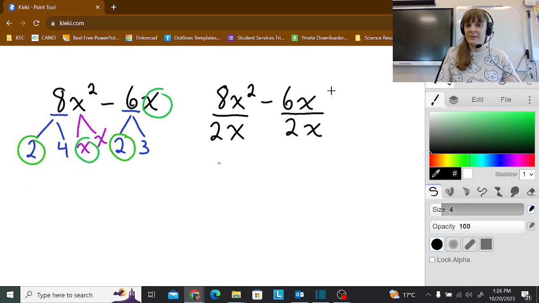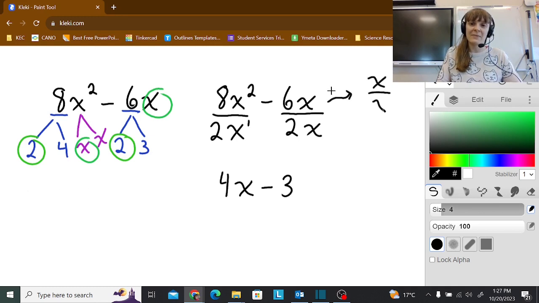8 divided by 2 is going to give us 4. 6 divided by 2 is going to give us 3. And don't forget, we have to carry over this negative here, this subtraction. X to the power of 2 divided by x to the power of 1 is just going to give us x. X divided by x, or x to the power of 1 divided by x to the power of 1, gives us x to the power of 0, which is just 1. So I'll make a little note here. X divided by x is equal to 1. So we're just going to leave the 3 as it is.